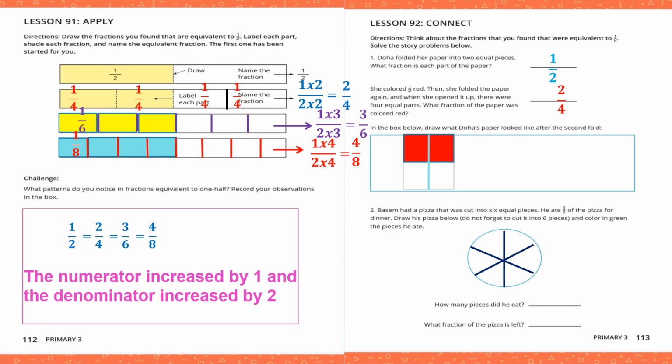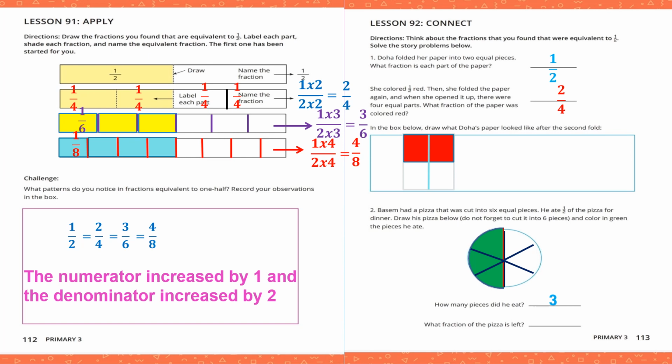So this circle is like the pizza. So I will divide it into 6 equal pieces. 1, 2, 3, 4, 5, 6. And color in green the pieces he ate. He ate half of the pizza, so I will color half of the pizza green.